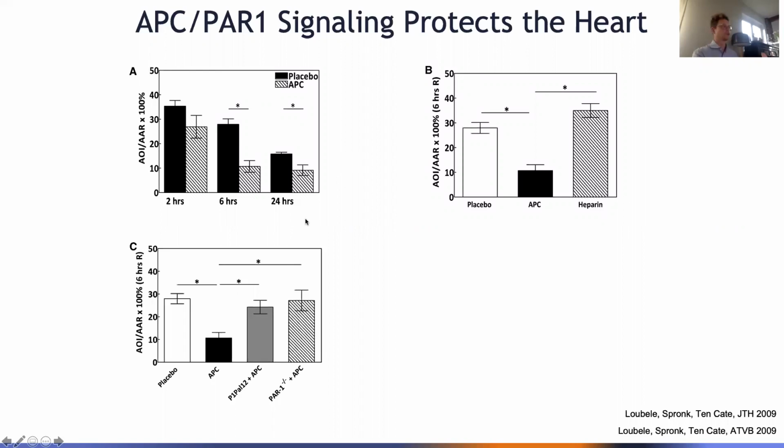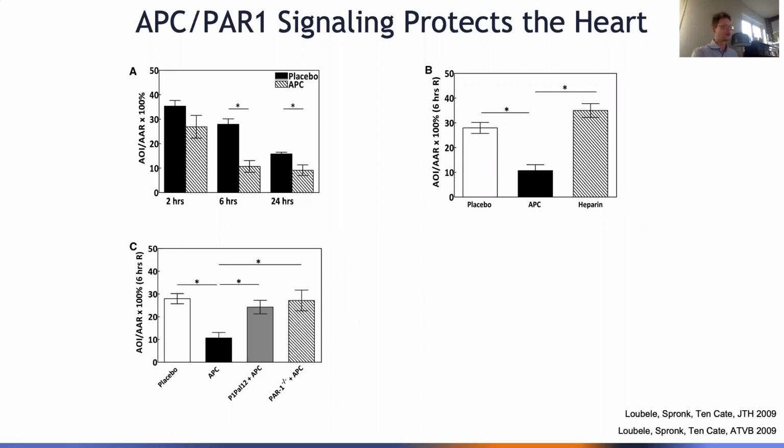And interestingly, when you just use a regular anticoagulant that has no effect on PAR1 or PAR2 activation, they actually lose the effect. And that's depicted here. And when you combine a PAR1 knockout, the target of activated protein C, with activated protein C injections, you see that you also lose the effect. Indeed, showing that the APC PAR1 pathway is definitely involved in the protective effect that Sarah Lubele saw some years back.